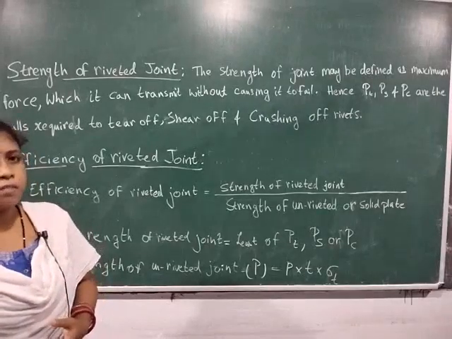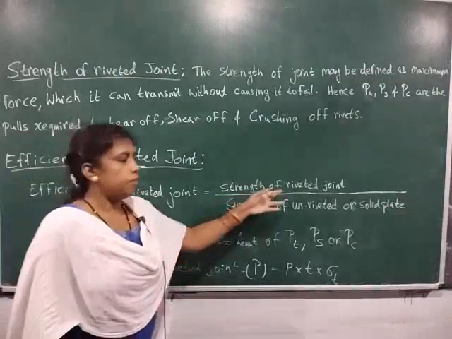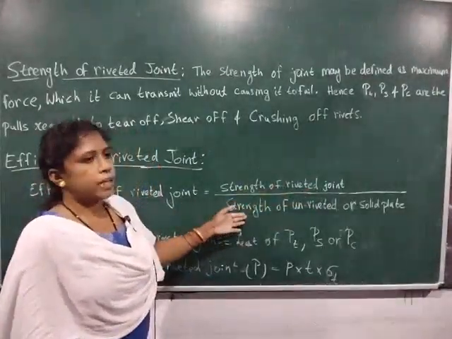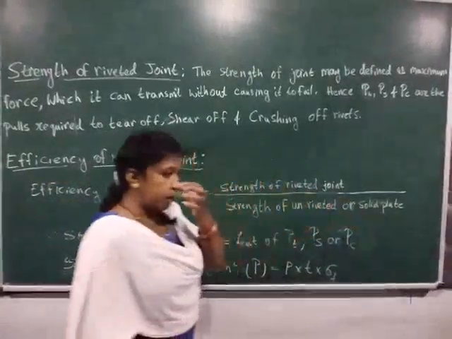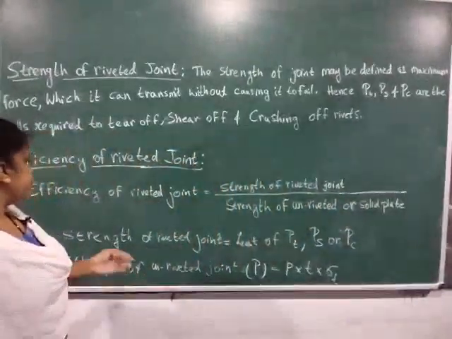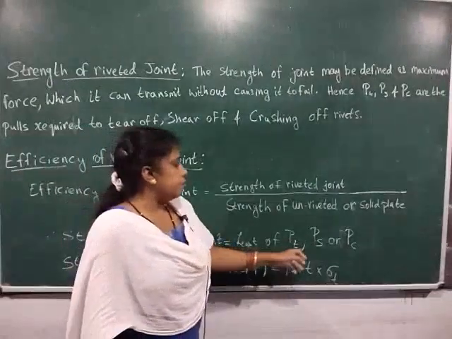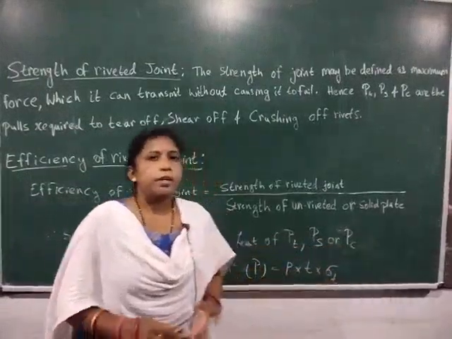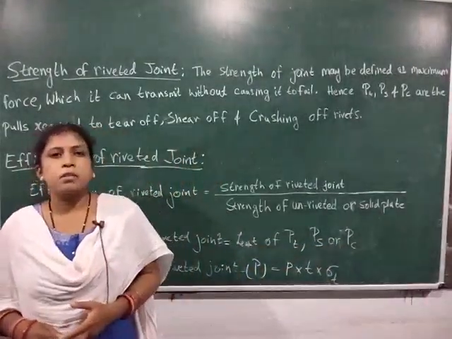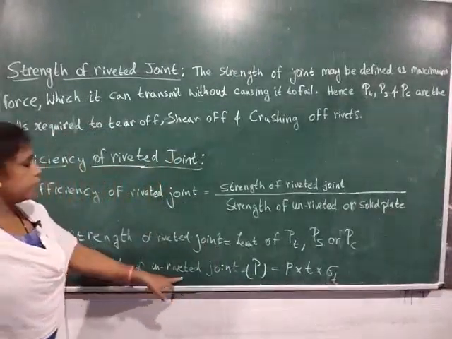Next is the efficiency of a riveted joint. Efficiency of a riveted joint is defined as the ratio of strength of riveted joint divided by strength of unriveted or solid plate. So what is the strength of riveted joint? Strength of riveted joint is equal to the least of PT, PS or PC. This PT, PS and PC you have already learned in your previous video.